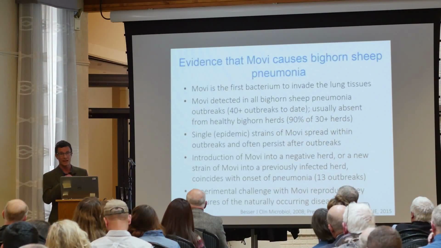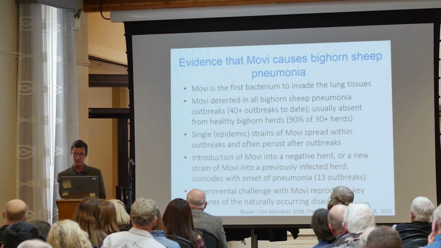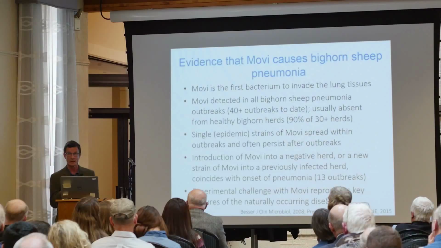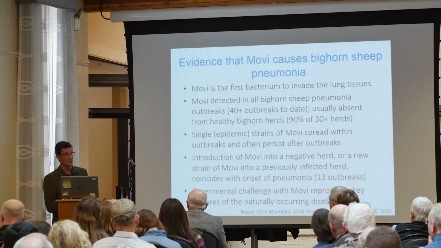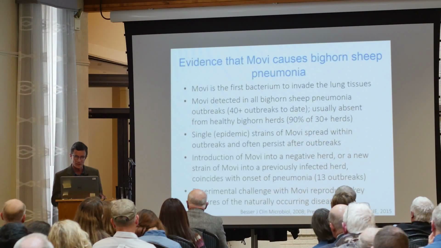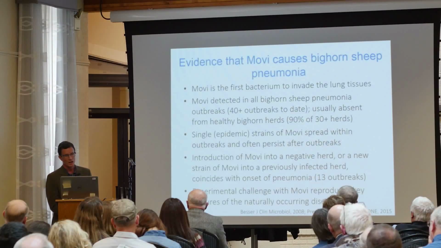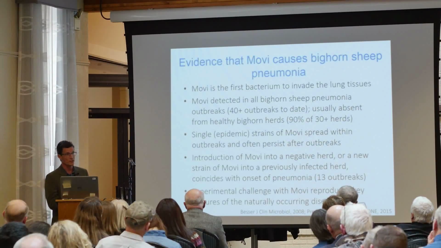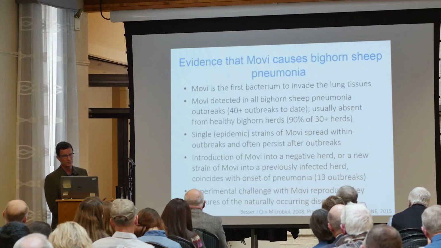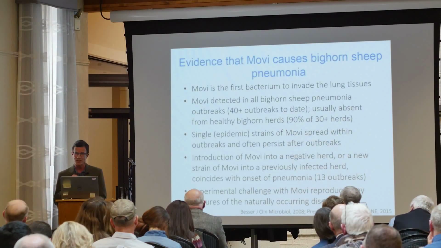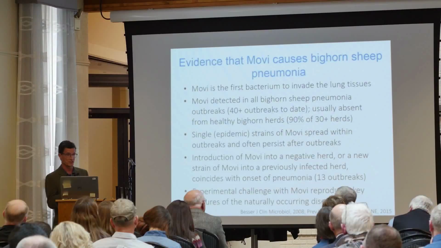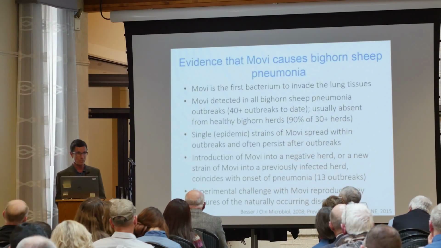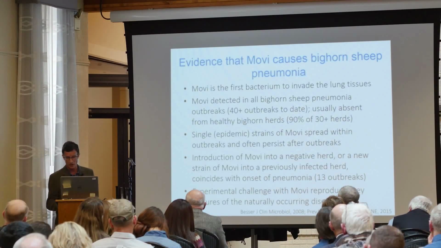And we're up to 13 outbreaks now where we have documented that the timing of the onset of the pneumonia coincides with the introduction of the MOV strain. And lastly, we published on experimental challenge with MOV alone. And by doing that, we've been able to reproduce the key features of the naturally occurring disease: rapid spread and polymicrobial pneumonia, often fatal.